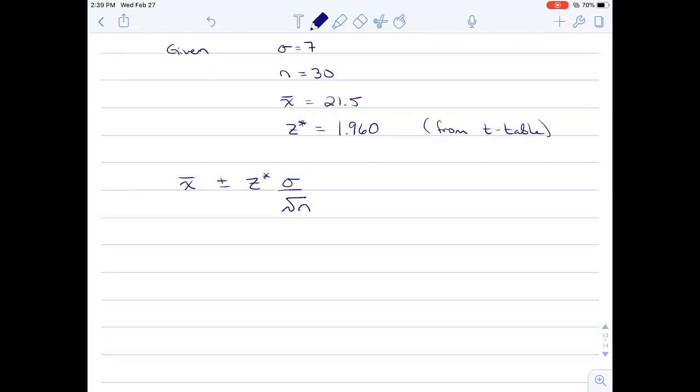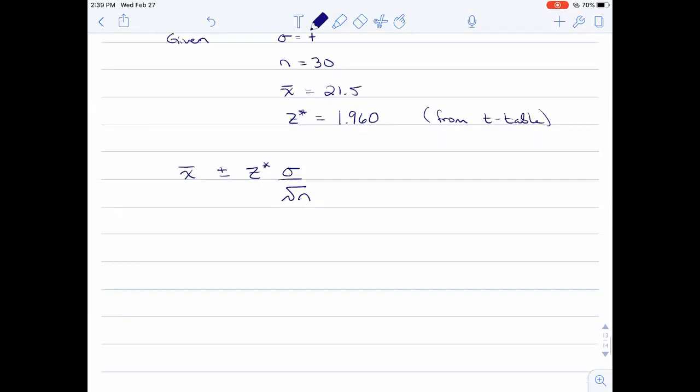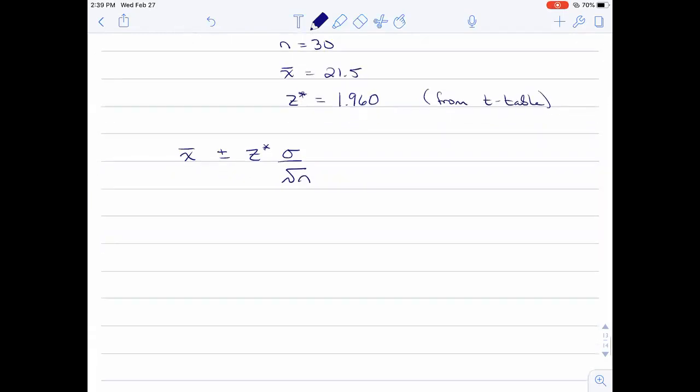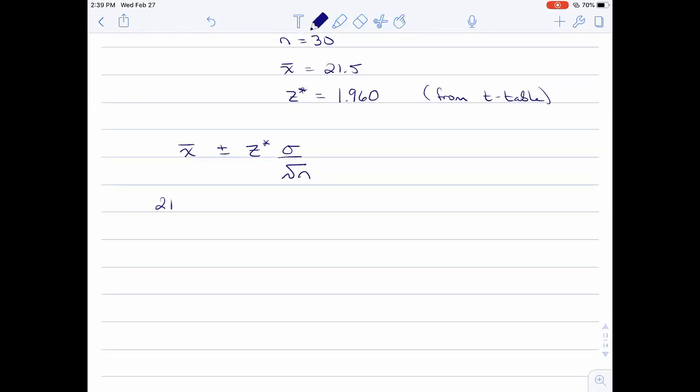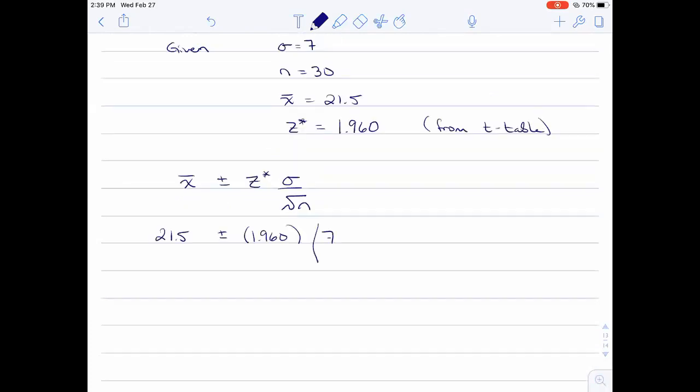Well, we can just plug in these values. So we're going to plug in 21.5 plus or minus z star, which is 1.960, times sigma, which is 7, over the square root of 30. We're just plugging in those values.